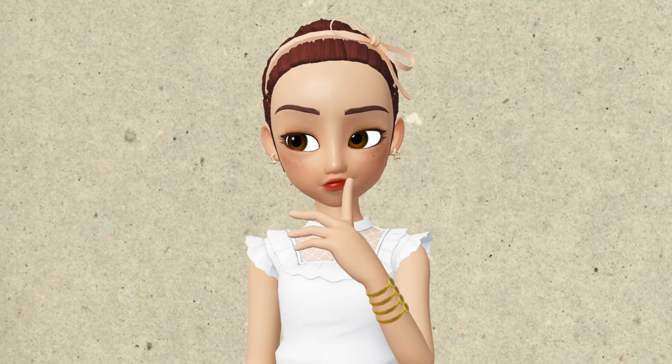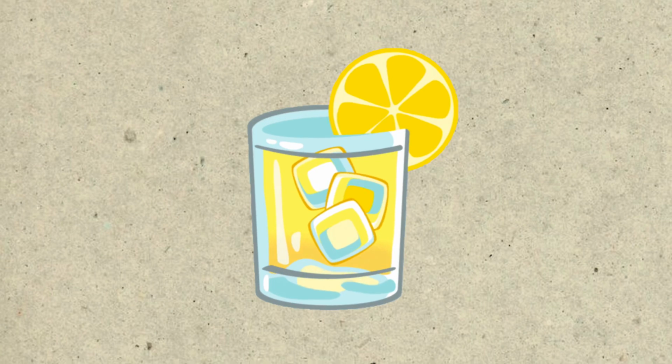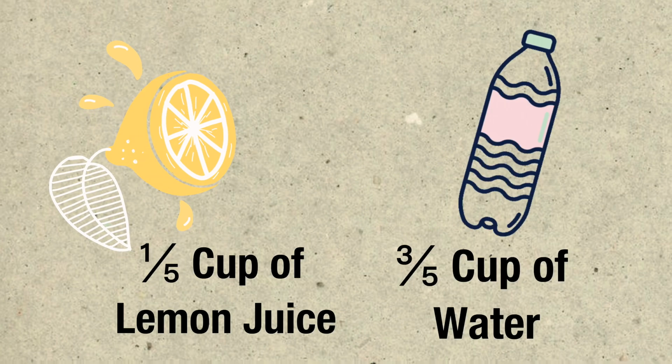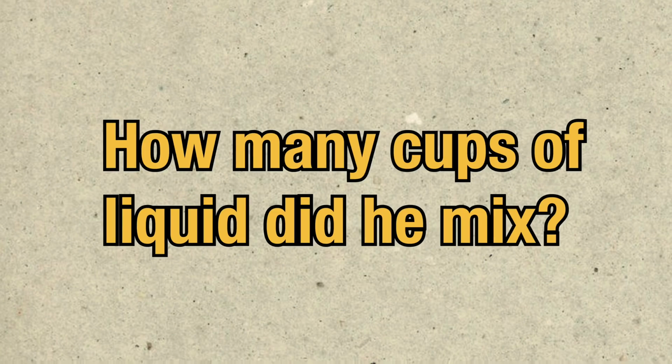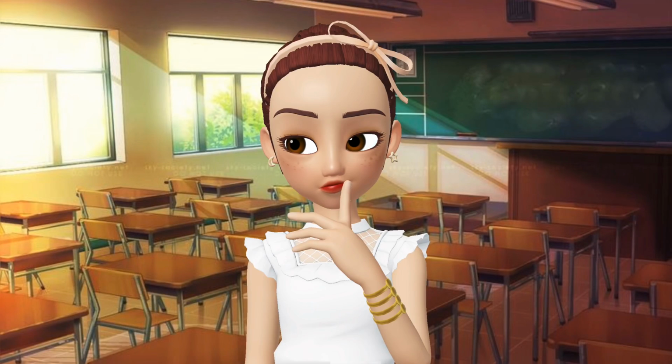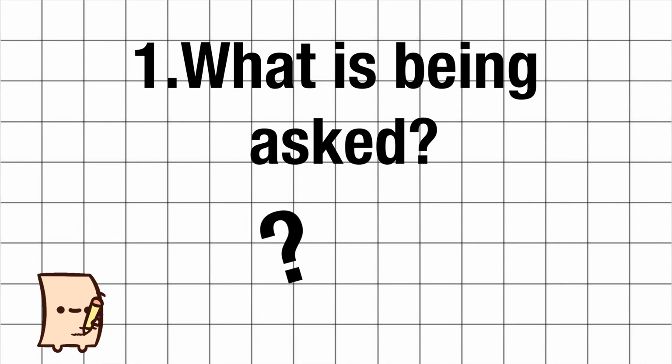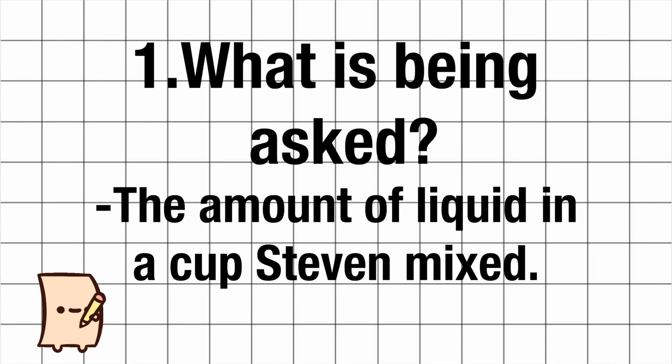Now, let's engage in this problem. Stephen prepared lemon juice for his daughter. He mixed 1/5 cup of lemon juice and 3/5 cup of water. How many cups of liquid did he mix? To solve the problem, we need to answer these guide questions. What is being asked? Correct. The amount of liquid in cups Stephen mixed.